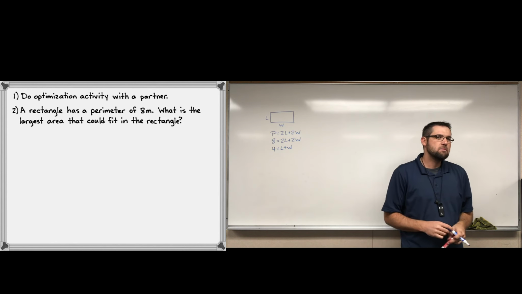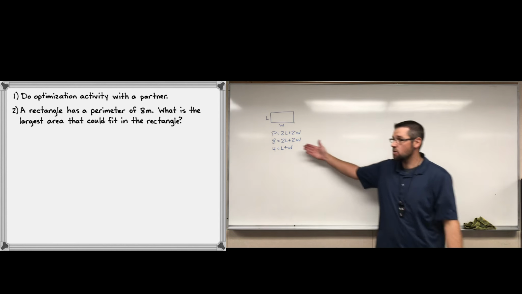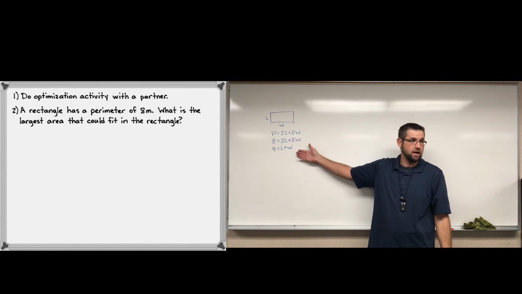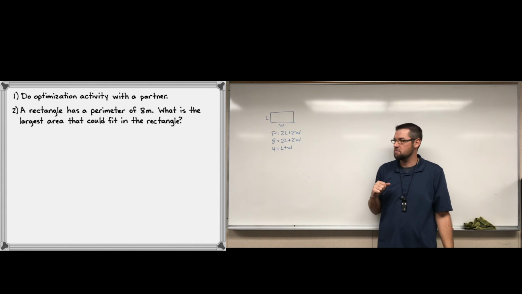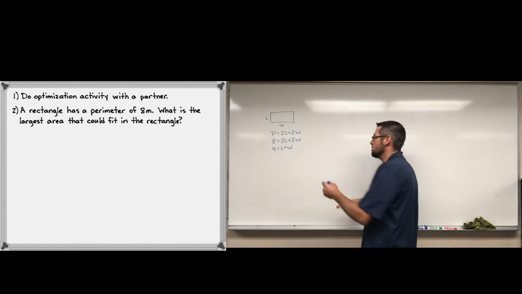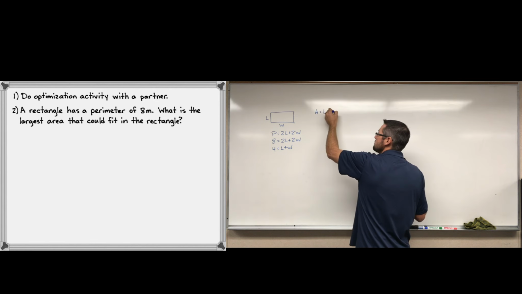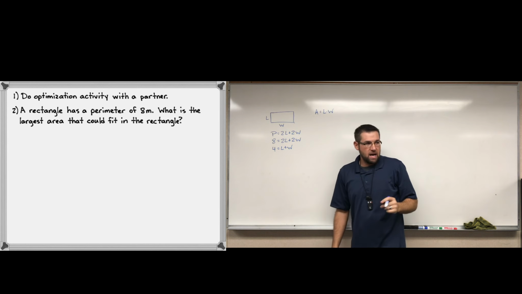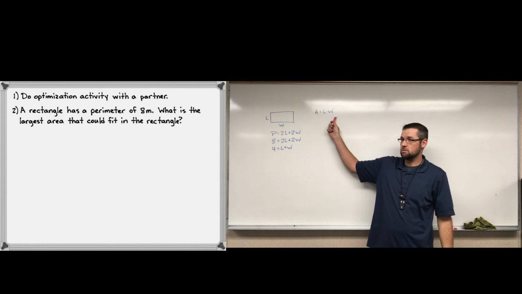Okay. The big question here, though, it says, what is the largest area? So this equation doesn't give me area, so I can't find the largest area using this equation. I've got to have another equation that gives me area. So what's the equation for area? L times W? But if I want to optimize that, if I want the largest area, what am I going to have to do with that ultimately? Take the derivative, right?